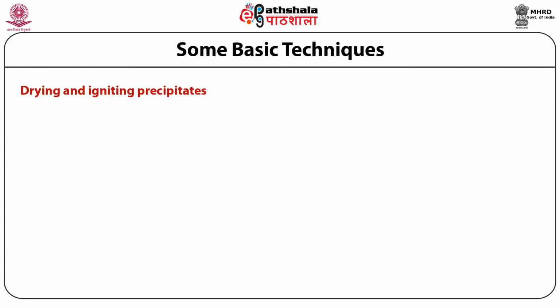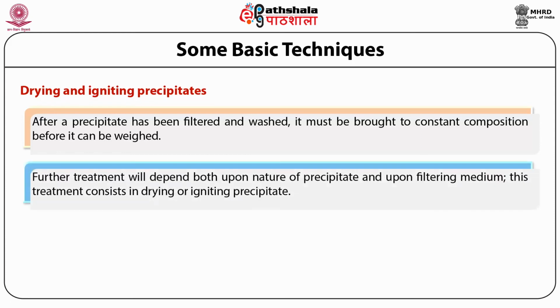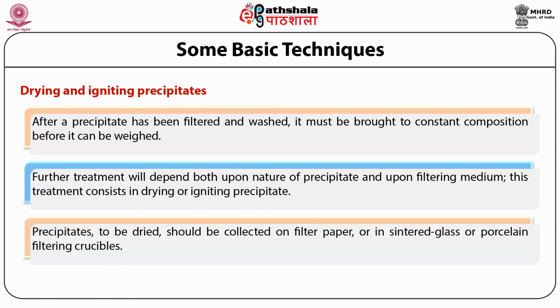Drying and igniting precipitate. After a precipitate has been filtered and washed, it must be brought to a constant composition before it can be weighed. The further treatment will depend both upon the nature of the precipitate and upon that of the filtering medium. This treatment consists of drying or igniting the precipitate. Precipitates that are to be dried should be collected on filter paper or in sintered glass or porcelain filtering crucibles.